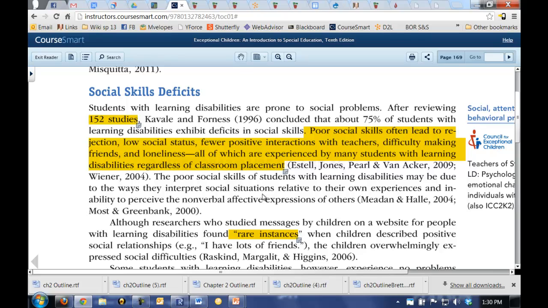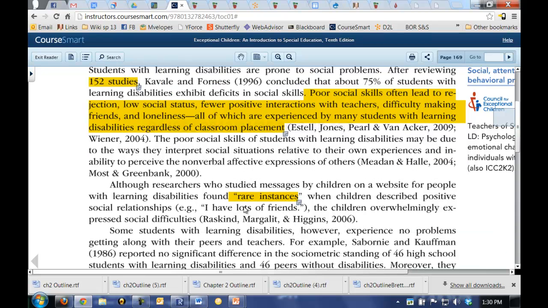All of it goes together. These cannot be parsed out apart. They fit together. And so many students with learning disabilities, regardless of the classroom placement, meaning whether it was in the resource room, self-contained, or regular classroom, these problems persisted all through the different placements. That's what the term placement means, remember?